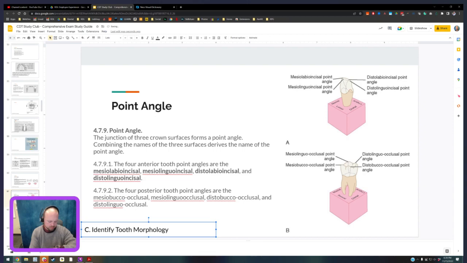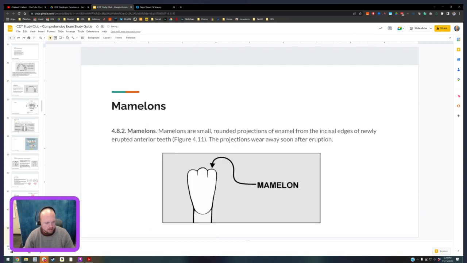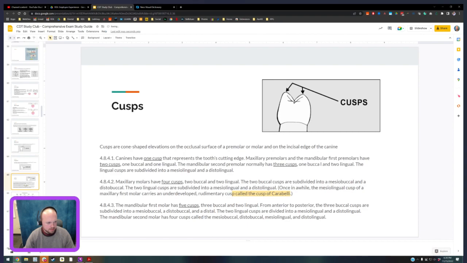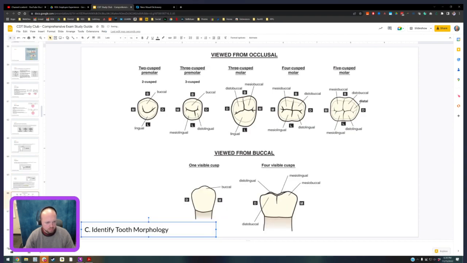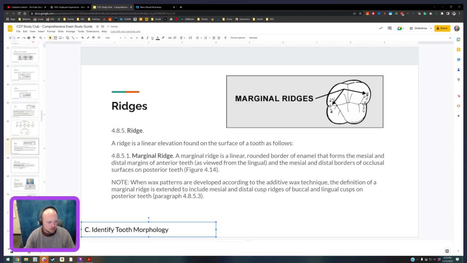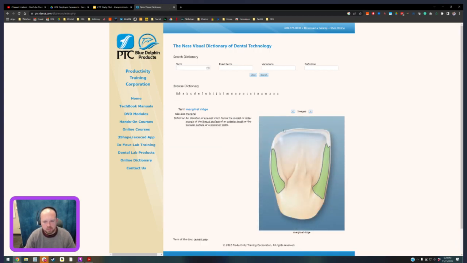I'm getting blowed up. Okay. Yeah, identify tooth morphology. That's what we're doing, baby. Identifying all that tooth morphology. All right, let's see if there was a better resource, marginal ridge.